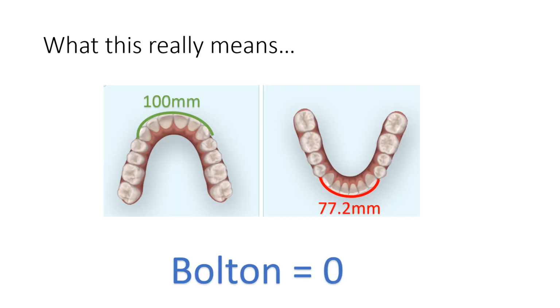To illustrate this, keep in mind this graphic is not actual numbers, but I just use the numbers to make the math a little bit easier. So for example, if we have 100 millimeters from canine to canine on the upper, that's 6 to 11, and 77.2 on the lower canine to canine, we would have a Bolton index of 0.